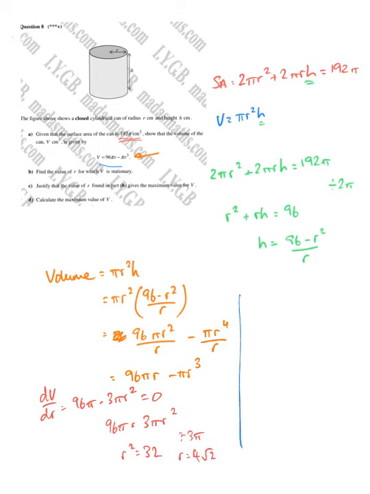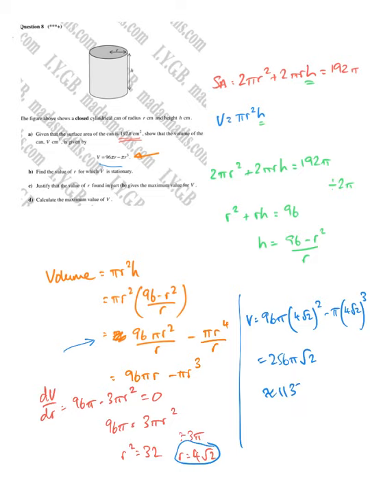So then from there, to calculate the maximum volume V, I'm just going to substitute this value of r I found into my volume equation. So V equals 96 pi times 4 root 2, minus pi times 4 root 2 cubed, which is 256 pi root 2, which is about the same as 1137.